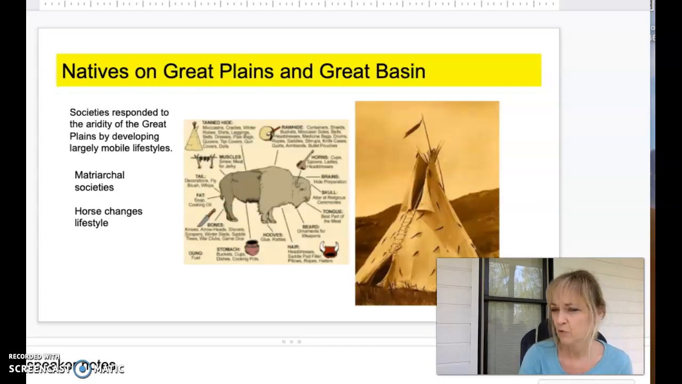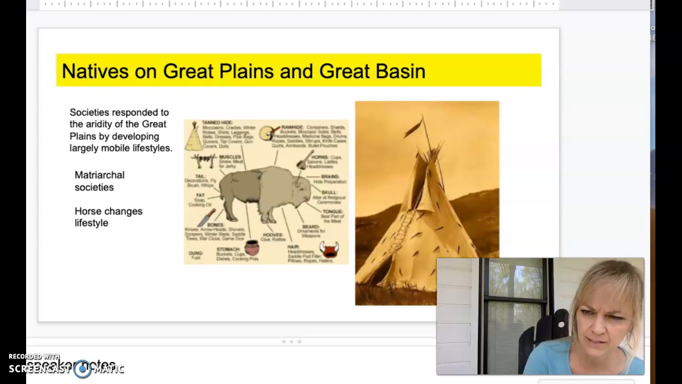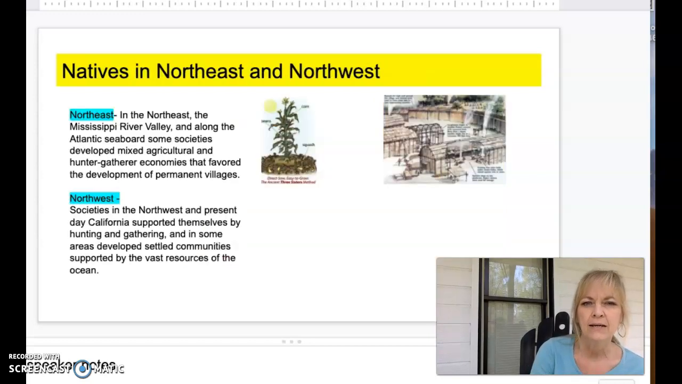Okay, then if we go to the Great Plains and the Great Basin, you can refer back to the map if you need to know what I'm talking about. They were very mobile because it was dry and arid, and so they couldn't do settled agriculture, and they hunted buffalo, and all of these Native American societies were matriarchal societies. We'll talk about how that differs from the English and Europeans in a little bit. The horse is really going to change their lifestyle, makes them more mobile, more efficient at warfare, and can travel greater distances.